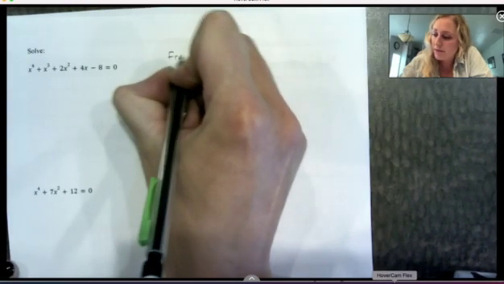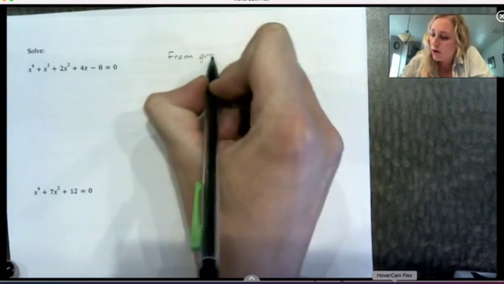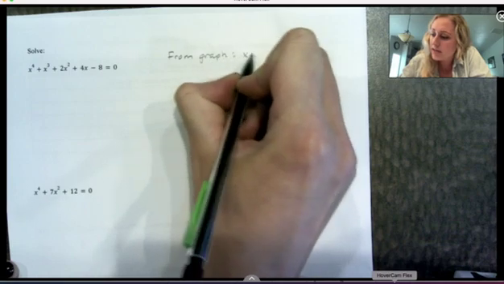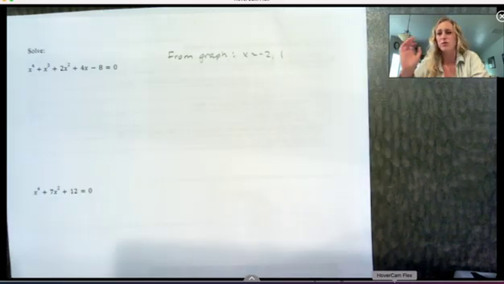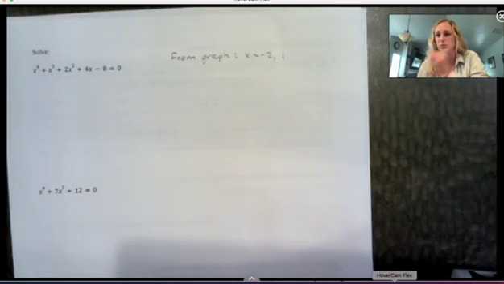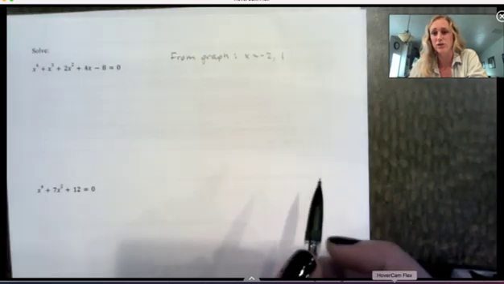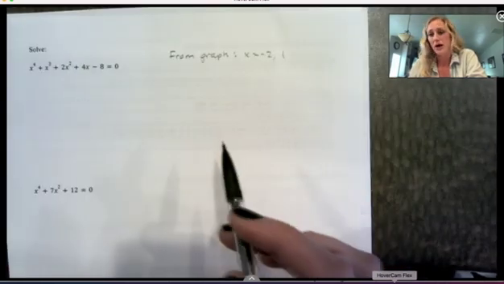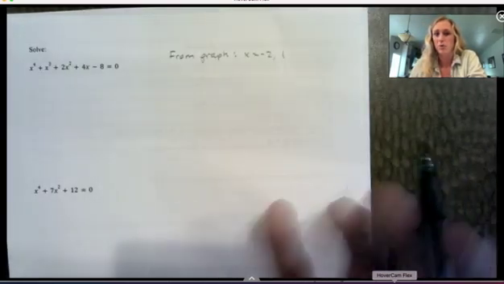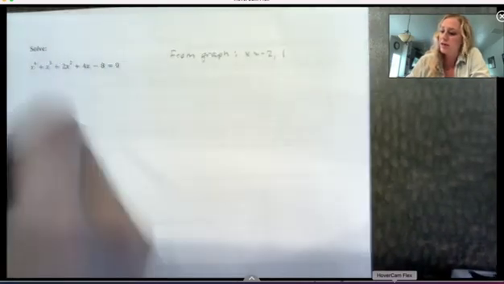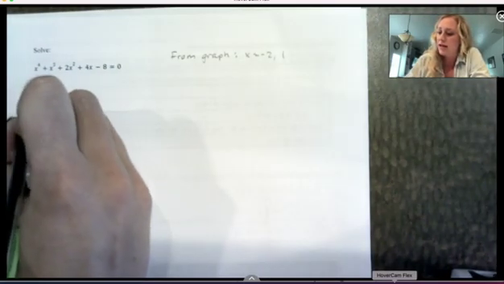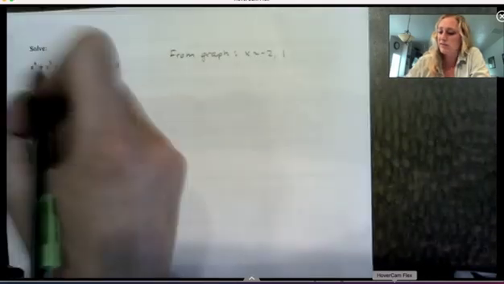So from the graph, we got x equals negative 2 and 1. It was crossing through at both of those, so they only had a multiplicity of 1. So what that means, if we're not seeing any other points where the graph is crossing, is that my other 2 roots are going to be imaginary. So how do we get those? How do we find out what those are? Well, we're going to do the same thing we did before. We're going to use these zeros and divide them out using synthetic division.